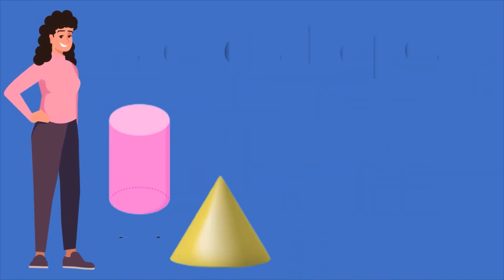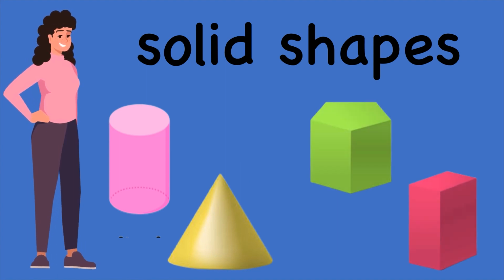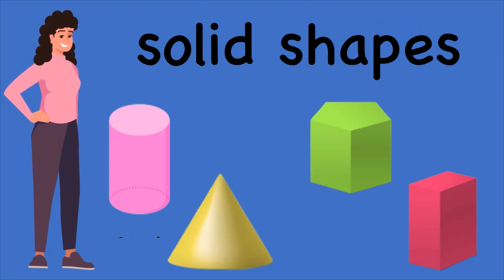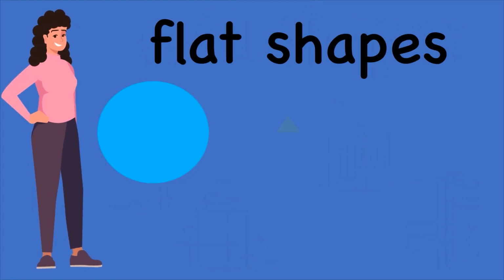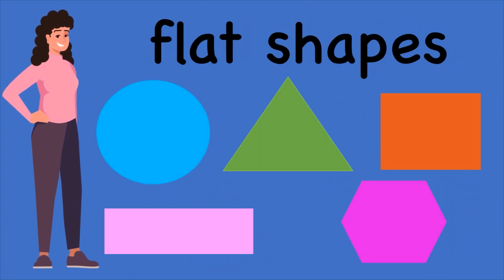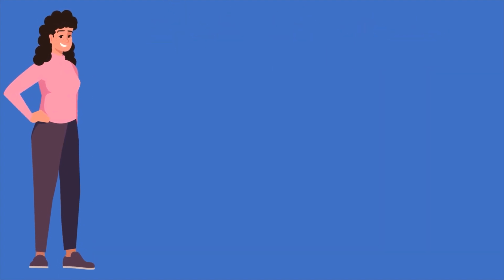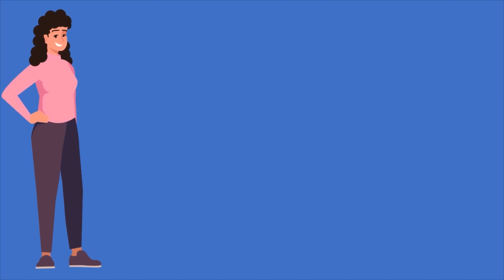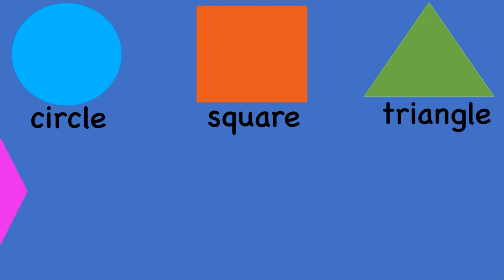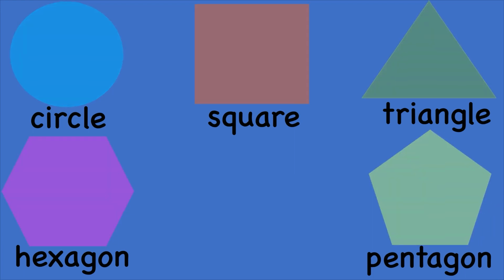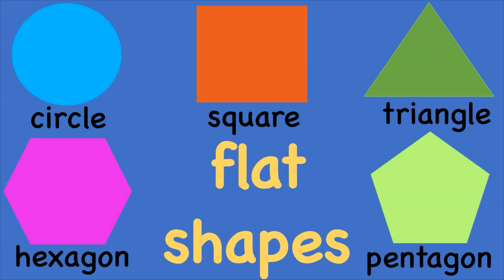These are solid shapes. The shapes that stick up are solid shapes. Flat shapes. The shapes that are flat on the table are flat shapes. Let's name the shapes. Circle, square, triangle, hexagon, pentagon. These all are flat shapes.